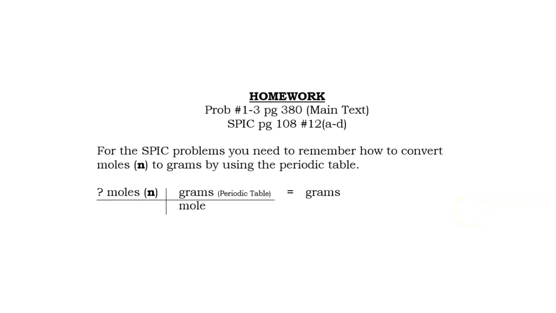Here's your homework for tonight. Problems 1 through 3 on page 380 in the main text. And then the SPIC book, you'll have number 12 on page 108. There's A through D. And it says here for the SPIC book problems, you need to remember how to convert the number of moles to grams by using the periodic table. Look on the periodic table. Remember the units are grams per mole. And if you're given the number of moles, then moles times the molar mass will give you the grams. That's problems 1 through 3. And this will all be due on Monday.